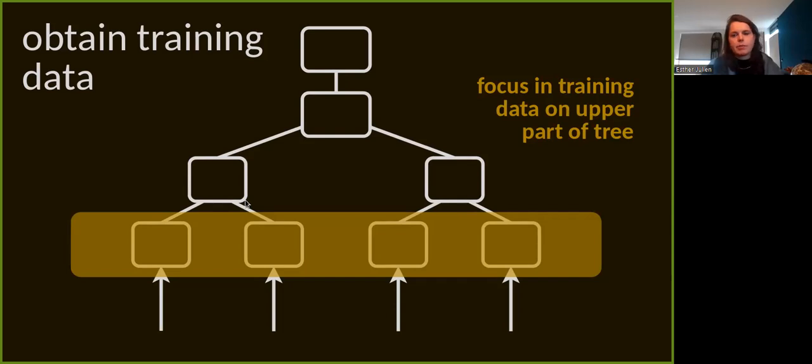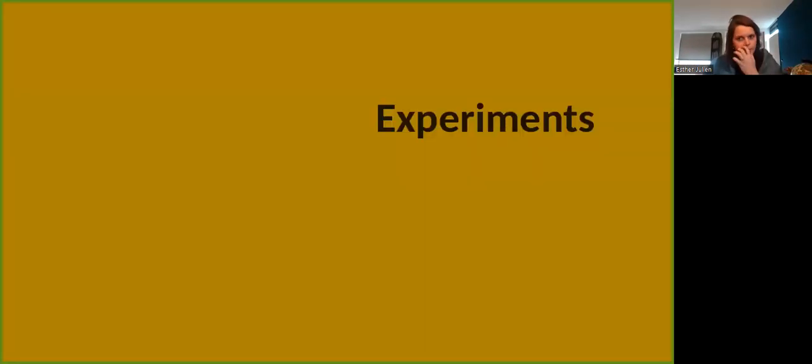And yeah, as you maybe realize now, we only focus on the top part of the tree. And I think this is a fair assumption to make, as the directions you choose in the top of the tree are the most important. Okay, so yeah, let's see, the experiments.